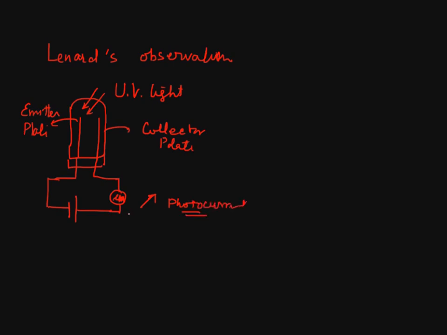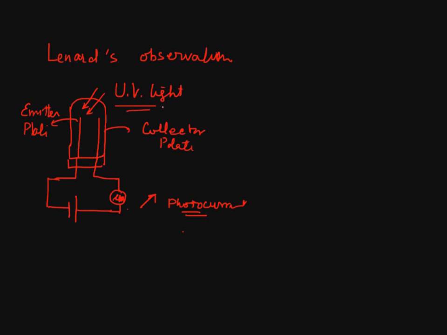And this current was there as long as the light was made to incident on it. The moment light was stopped falling on the emitter plate, the current also stopped. So what is the explanation to this experimental setup?